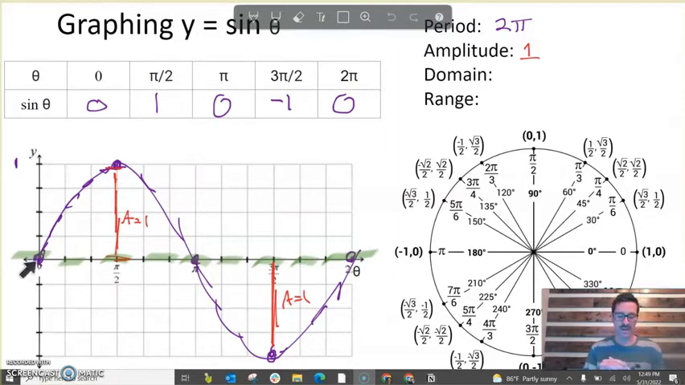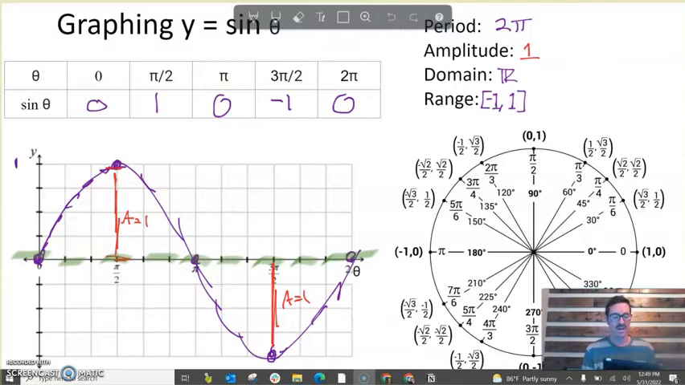Now the domain, as I said, we're showing 2 pi here for our x's, but this graph could keep going on forever. It's going to keep going forever to the right, and forever to the left. So our domain is all real numbers. And then lastly, our range is the set of all the y-coordinates. Our minimum y-coordinate gets down to -1, and then it goes as high as a maximum of +1. So this is the period, amplitude, domain, and range.